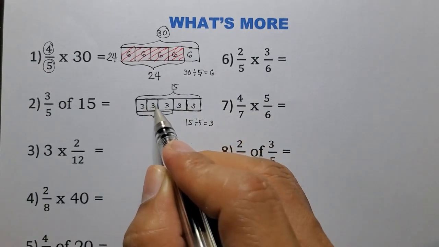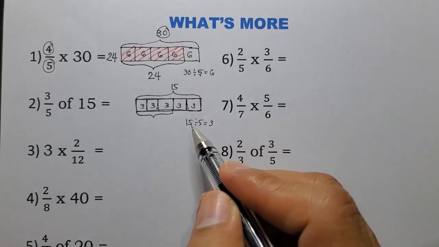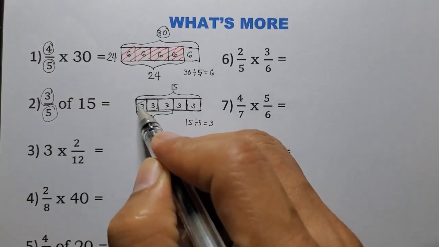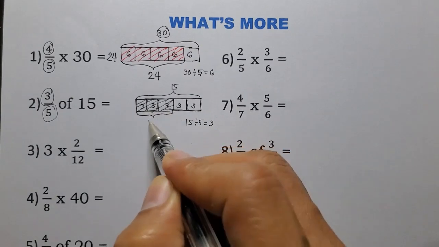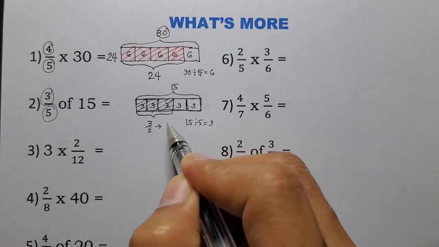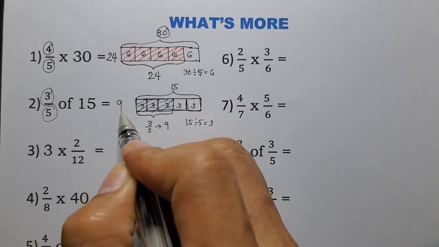So 3, 6, 9, 12, 15. Okay, so this time, to illustrate 3/5, you will just shade 3 parts out of 5. Okay, so this is 3 parts. So this is 3/5, and this 3/5 is equal to 9. Therefore, 3/5 of 15 is equal to 9.